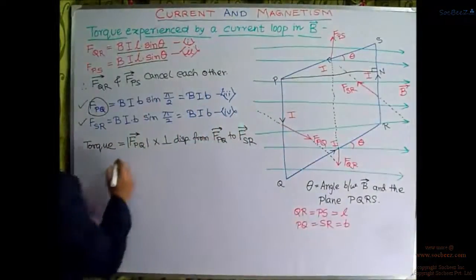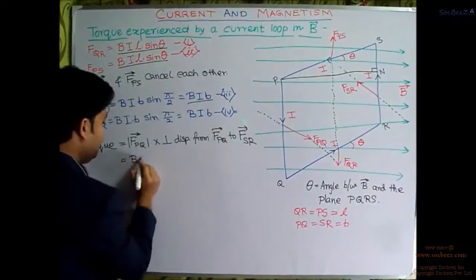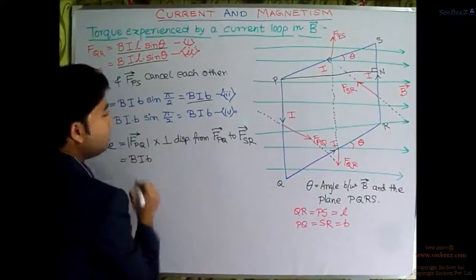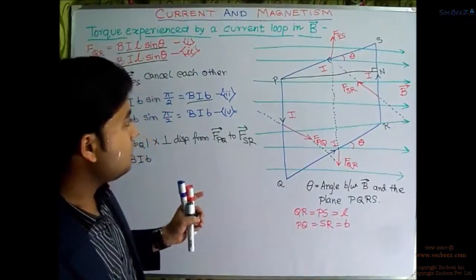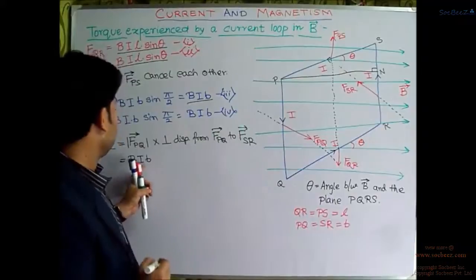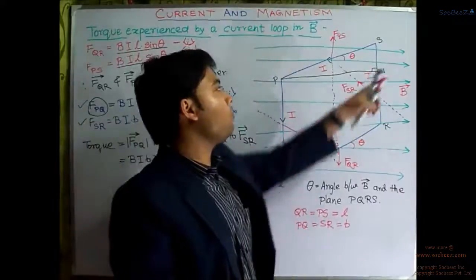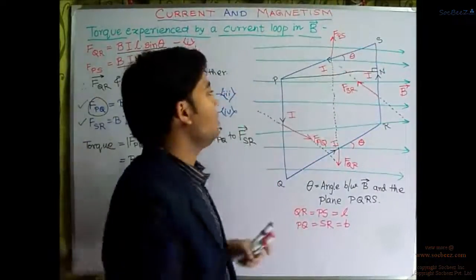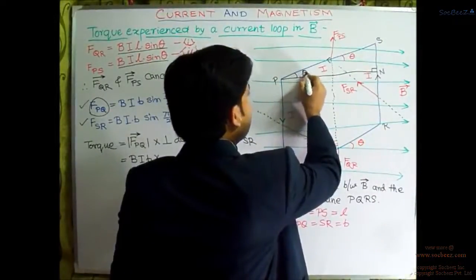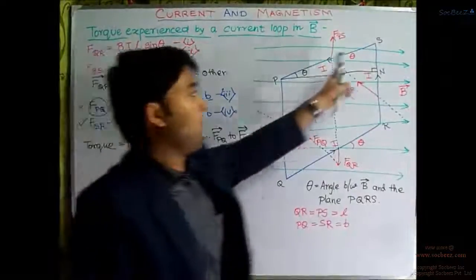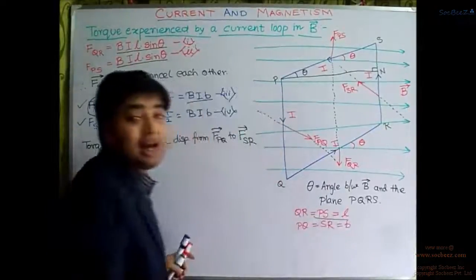So the torque will be equal to this force FPQ, which is BIB, multiplied by the perpendicular displacement PS. See over here, this angle, if it is theta, then simply this angle will also be equal to theta. And what is the value of PS? The value of PS, as we could see, is equal to L.